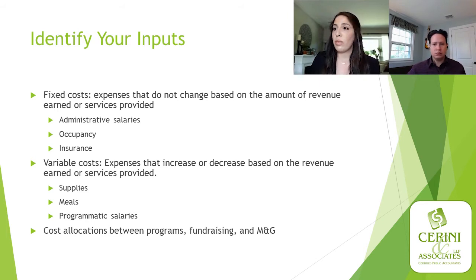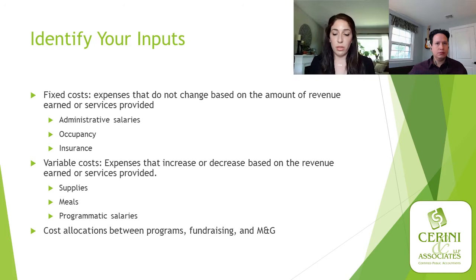So with the inputs, we went over fixed costs and variable costs. Let's talk about cost allocations a little bit. As nonprofits, you're all required to break your expenses down, not just between the natural classifications of salaries, fringes, professional fees, etc., the line items that you would see on your statement of functional expenses. You also need to break it down between functional categories. So program, fundraising, and management in general.